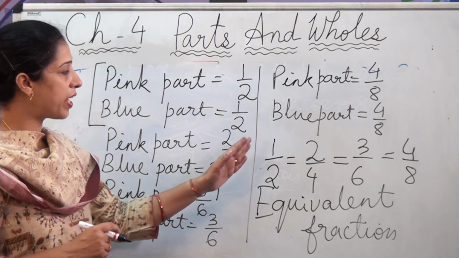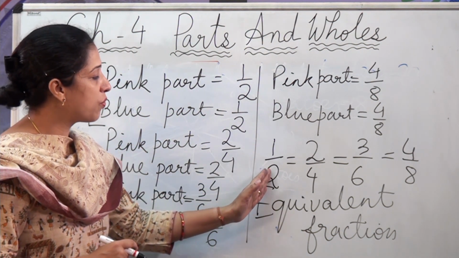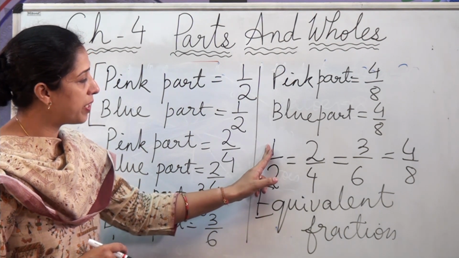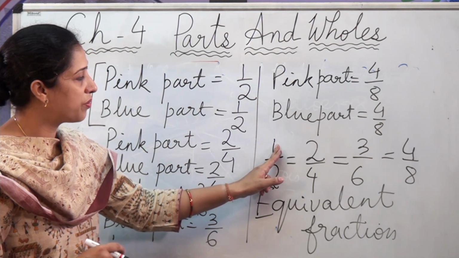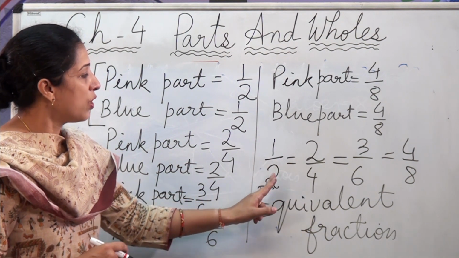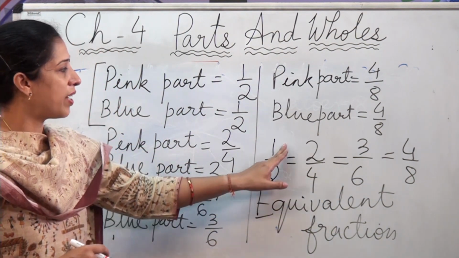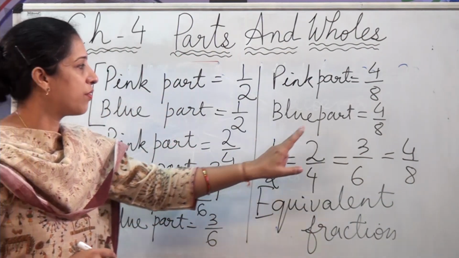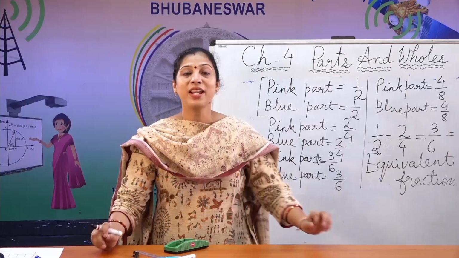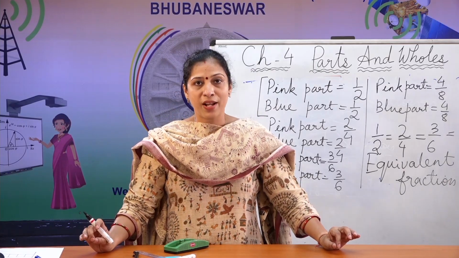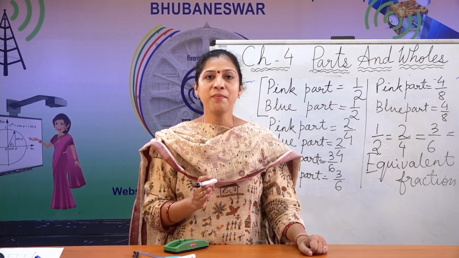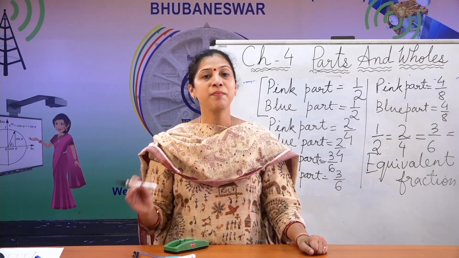Can you see the pattern in the last slide? I had told you, you can multiply 2 into 2 to make 4. That same number is multiplied here, 1 into 2 equal to 2, so 2 by 4. Again, 2 into 3 is equal to 6, 1 into 3 is equal to 3, 2 into 4 is equal to 8, 1 into 4 is equal to 4. You can find any equivalent fraction of a given fraction by multiplying the same number in the numerator and the same number in the denominator.